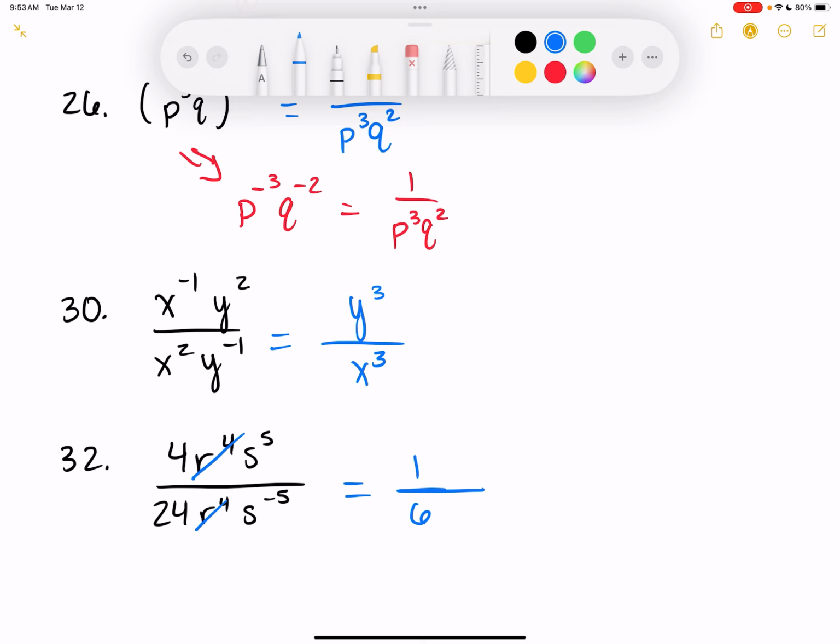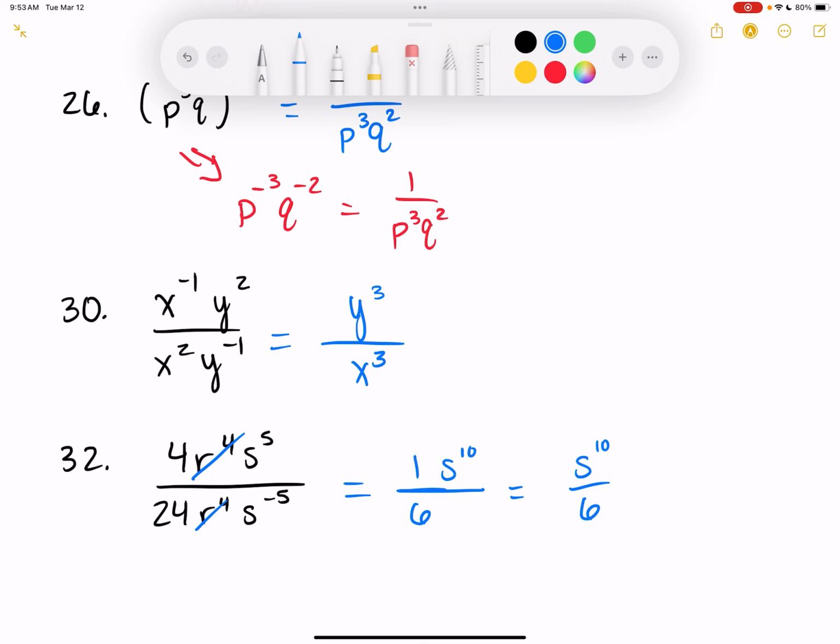Make it positive. Put the one that's negative where it ain't, make it positive, so I'm moving this one up. So it's s to the 5 plus 5, or s to the 10th. So this would end up being s to the 10 over 6, which if you leave it this way, that's fine. But that would be the final on that one.